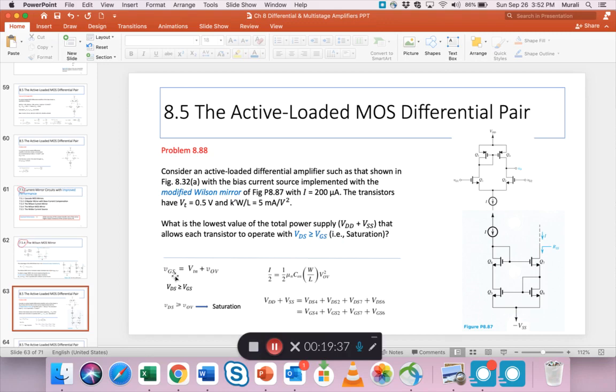Because VGS is VTN plus VOV if it is an N type. Now, VDS is greater than VGS. That means VDS is definitely greater than VOV, which is normally how we define saturation, right? VDS has to be greater than the overdrive voltage. So if VDS has to be greater than VGS, and VGS is VOV plus something, VDS is automatically greater than VOV. So that is the condition for each transistor. So all the transistors are in saturation.